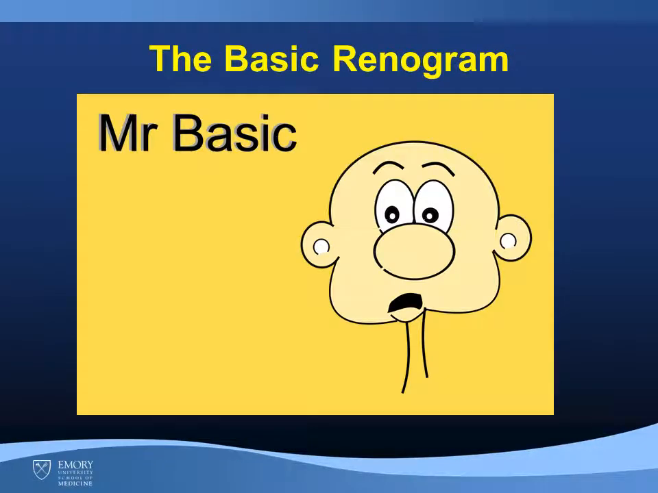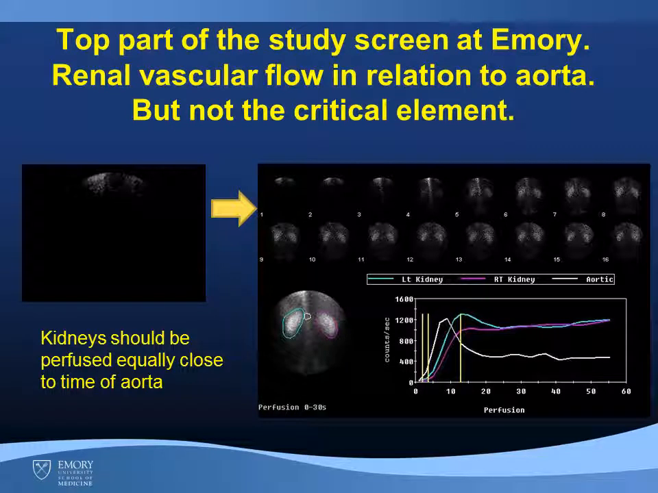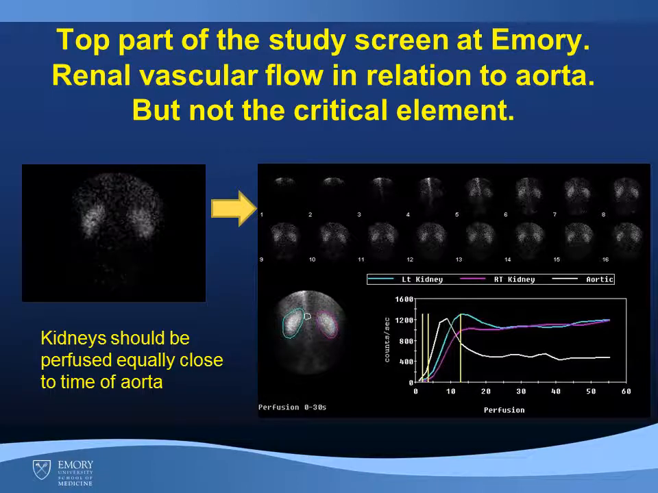So let's talk about the basic renogram before we even visit the concept of the radiotracers. The first part of the study, though not the critical element, reflects renal vascular flow in relation to the aorta. Let's play our dynamic imaging, and we could see that there is equal perfusion. Looking at our individual frames, the kidneys show up at about the same time as the aorta, and this is reflected in the time activity curves, in which the kidney time activity curves are close to and parallel that of the aorta.